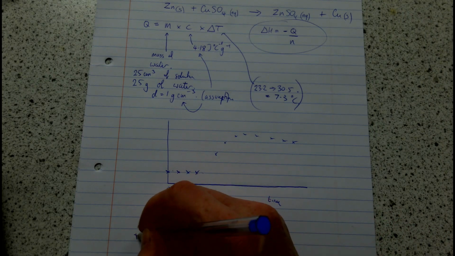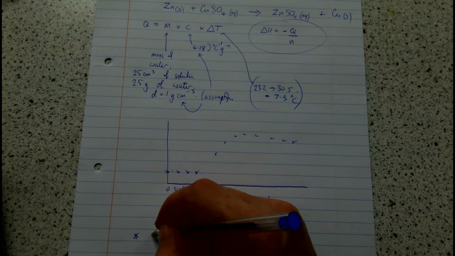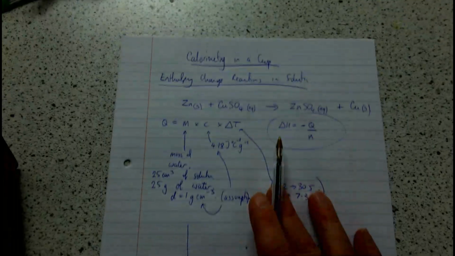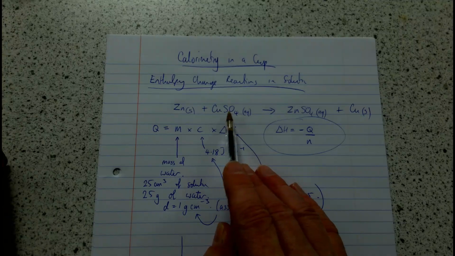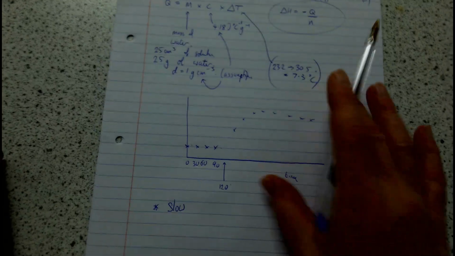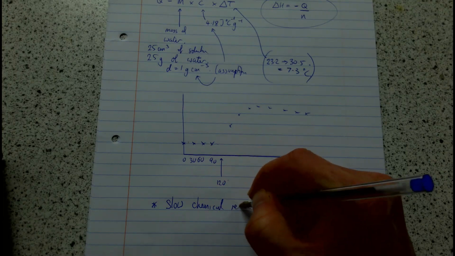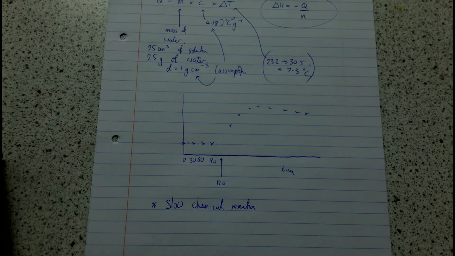So by doing it like this, it allows us to see the reaction proceeding. So it's a slow reaction because it's heterogeneous. In other words, it's a solid reacting with a liquid or a solution. That usually means it's going to be quite slow. So we've got a slow chemical reaction. And this approach allows us to take into account that time taken.